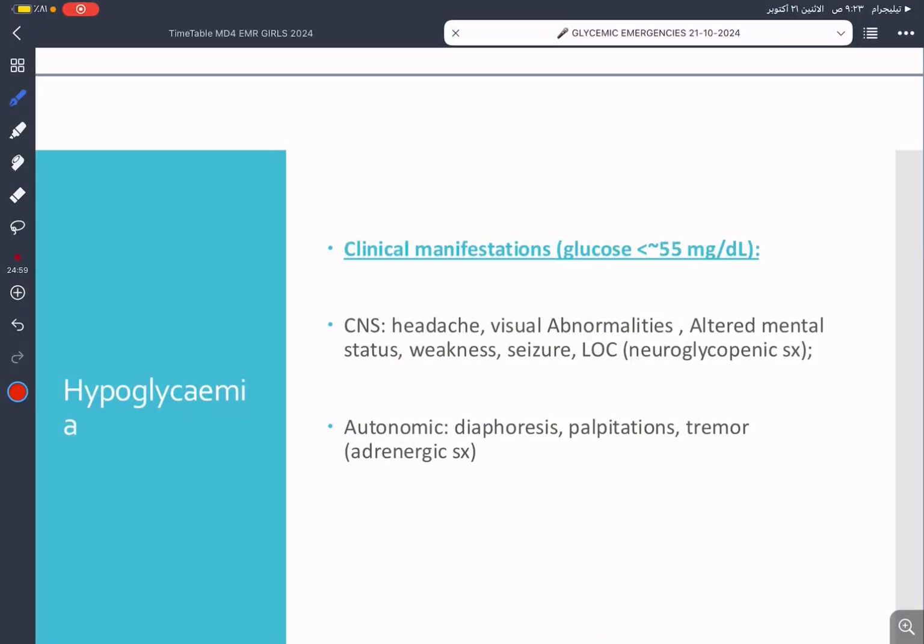Hypoglycemia, is it common? Yes. Hypoglycemia can mimic many diseases. How does the patient present with hypoglycemia? Lethargy, coma, confusion, tremor, dizziness, seizure.